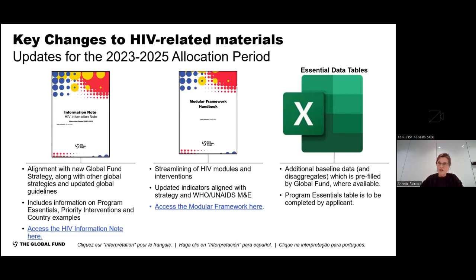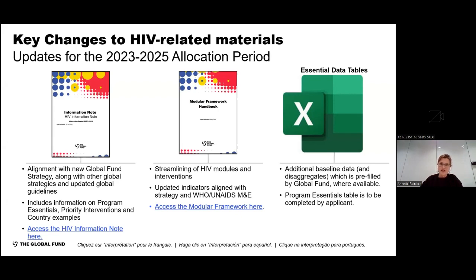In the 2023 to 2025 allocation period, there are new opportunities to leverage advances in HIV prevention and treatment and to adopt precision public health approaches. The new Global Fund strategies and guidelines spell out these opportunities, which are also reflected in the HIV-related guidance materials. And it's important to note that all these materials have been developed in collaboration with our key partners, and they're fully aligned with HIV-related global strategy and latest technical guidance.